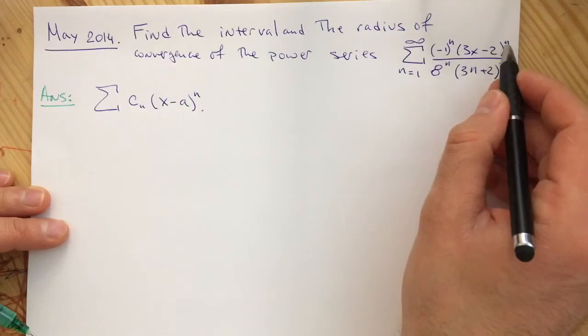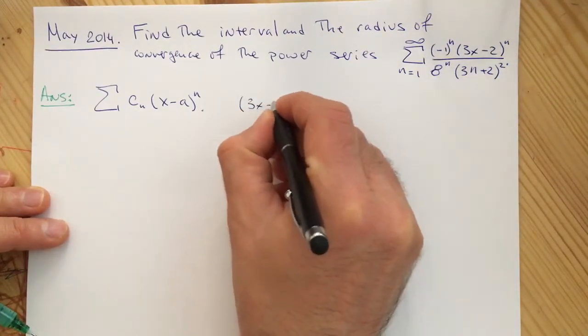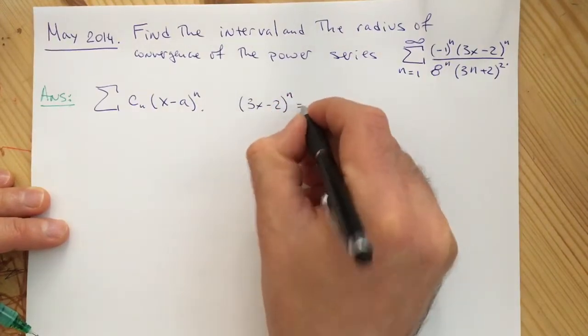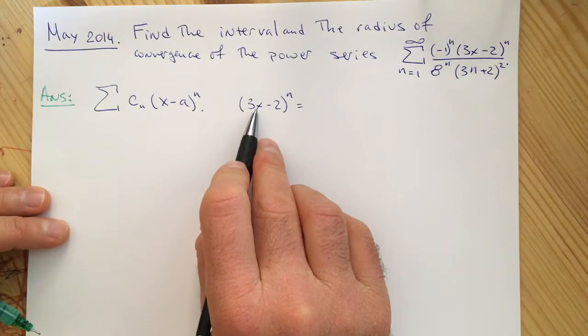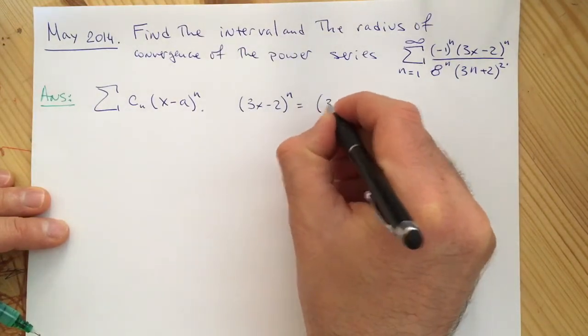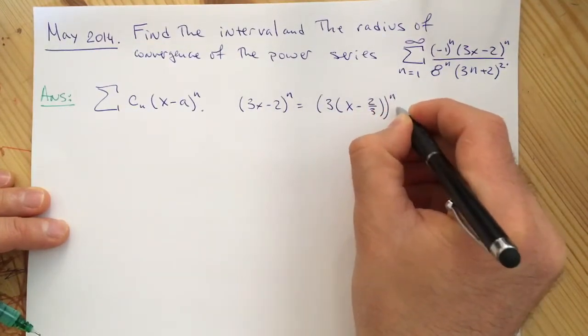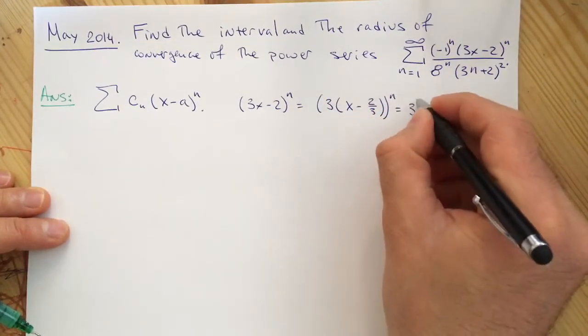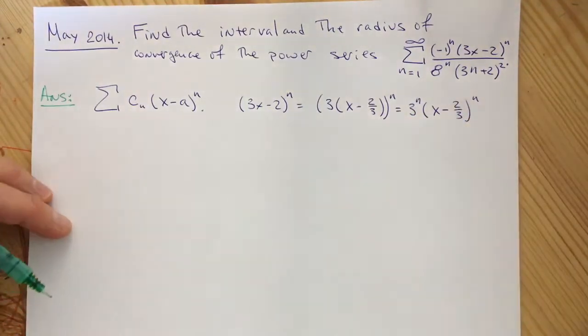How are we going to do that? Just concentrate on the factor involving x, (3x minus 2) to the power of n. And I want the coefficient in front of x to be 1, so how to do that? Just factor 3 out of this expression here. So you have 3 times (x minus 2/3), the whole thing to the power of n, which ends up being 3 to the power of n times (x minus 2/3) to the power of n.